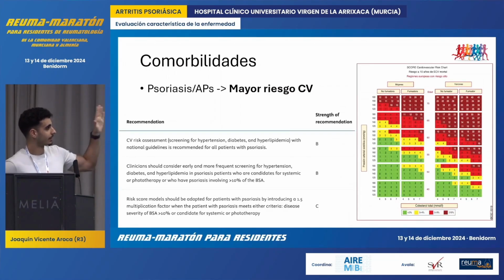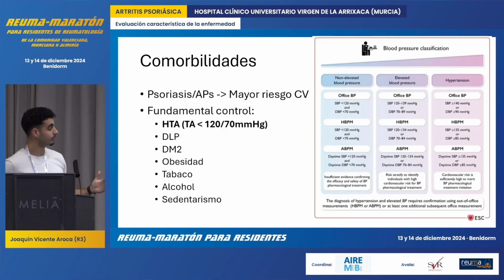And here is this score table, which we've all probably seen countless times. Just to mention, as we can see, it states that patients with psoriasis who have involvement of more than 10% or who are candidates for systemic treatment, their resulting score should be multiplied by 1.5. In other words, these are patients who have a higher cardiovascular risk than what would normally be expected. Among the classic cardiovascular risk factors, it is essential to control the others, since this is a patient who, by simply having psoriasis, already has an elevated cardiovascular risk.